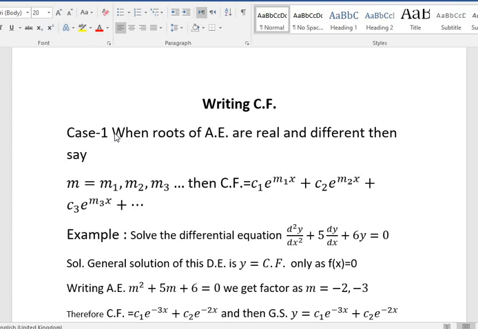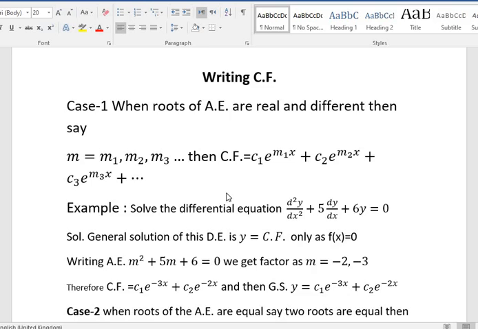I am discussing case-wise. Case number 1: when the roots of the auxiliary equation are real and different, say m equal to m1, m2, m3, that means three roots real and different. Then the complementary function will be c1 e^(m1 x) plus c2 e^(m2 x) plus c3 e^(m3 x) and so on. If m4, m5 and m6 are given, you can add accordingly: c4 e^(m4 x) for the fourth root, and so on.